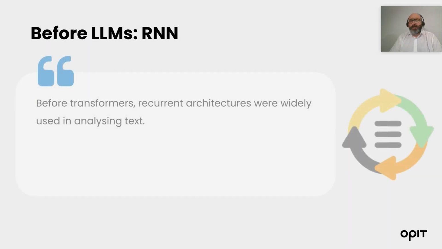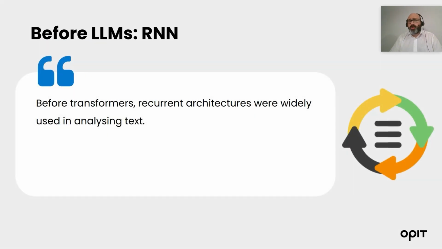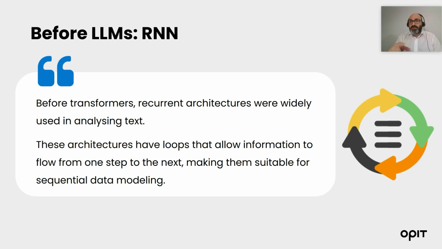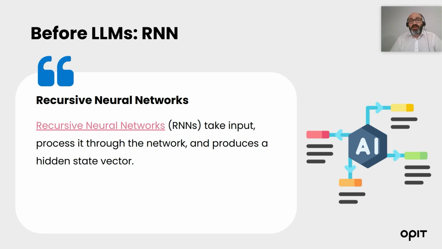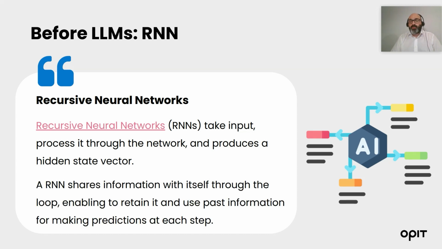What was before LLMs? Before transformers, recurrent architectures were widely used in analyzing sequences and in particular text. These architectures have loops that allow the information to go step by step from previous to next, making them suitable for analyzing sequential data. In particular, one architecture, known as the recurrent neural network, takes input, processes it through the neural network, and produces what is called a hidden state vector. A recurrent neural network shares information with itself through loops, enabling it to retain information and to use past information to make predictions at each step.